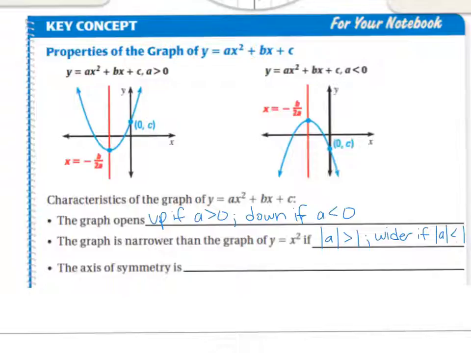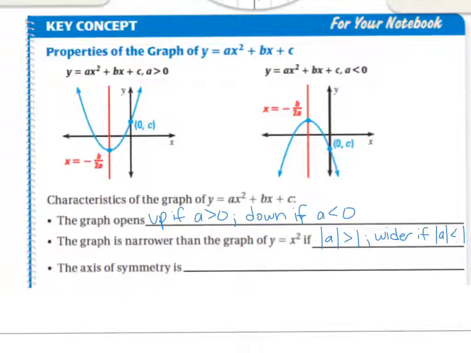So if the a value is 3, it's going to be skinny, or if the a value is negative 5, it'll be skinny. But if the a value is 1/2, or negative 2/3, it would be wider, because those are less than 1 when you take their absolute value.